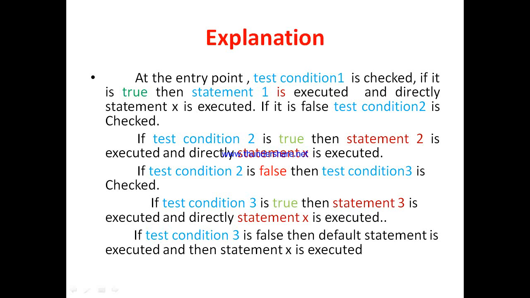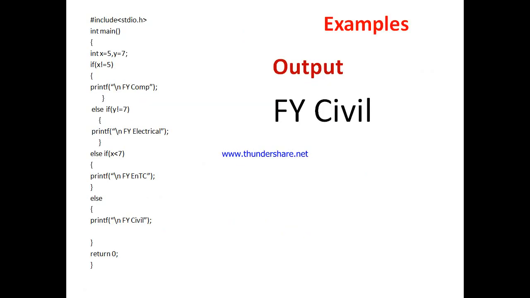But if test condition 2 is false, then test condition 3 is checked. If test condition 3 is true, then statement 3 is executed and after that directly statement X is executed. But if test condition 3 is also false, that means all the conditions are false, then the default statement is executed and directly statement X is executed. Okay. Now let us see the example part.